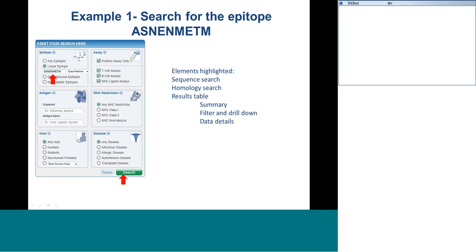This search that I'm going to show you highlights a few things. It highlights the sequence search. We will also then show you homology, so we'll show you how you can use this tool right here to search for homologous sequences. We'll also, again, review the results table and what that looks like, and show this summary. I'll show you how to filter on particular epitopes. We'll show you how to drill down, and I will show you data details, which is the end of drilling all the way down into the context that we've captured with that particular epitope in that particular scenario.